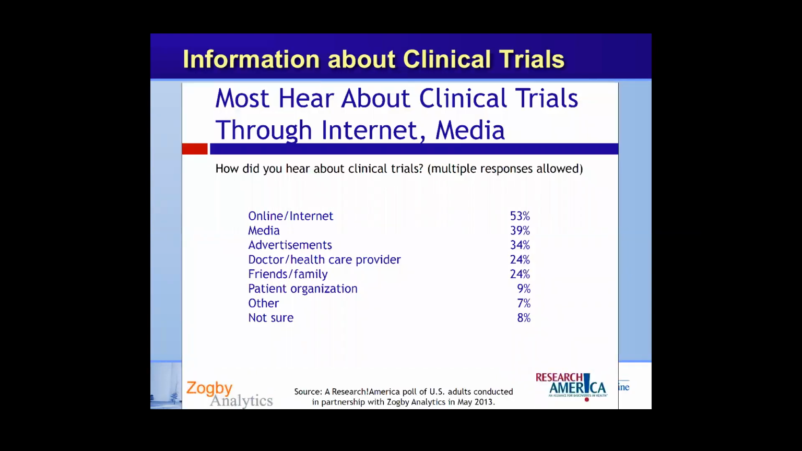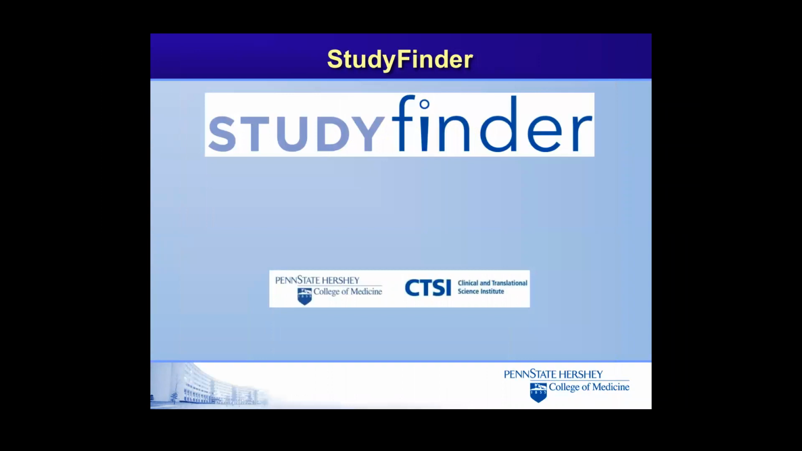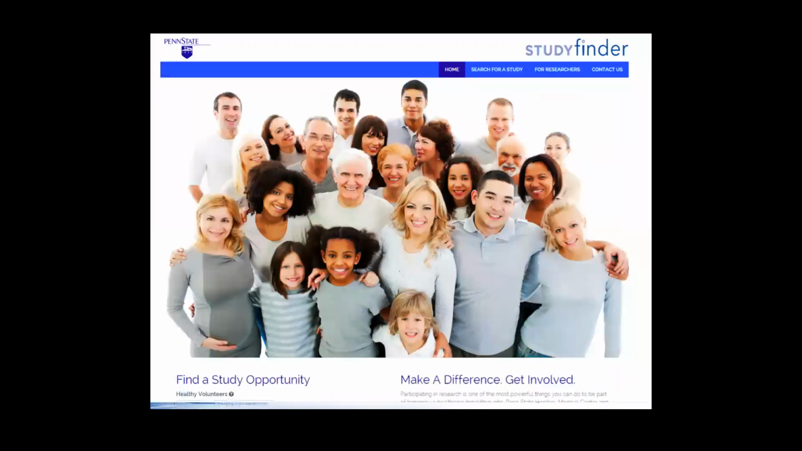And so why online? Well, we know that most people hear about clinical trials online. So we knew that we needed to get to where people look for clinical trial and clinical research information. And again, this is from that same Research America survey. So we launched StudyFinder, and it seemed to at least initially address the issues that we had related to recruitment and to notification. So this is a screenshot of what it looks like.